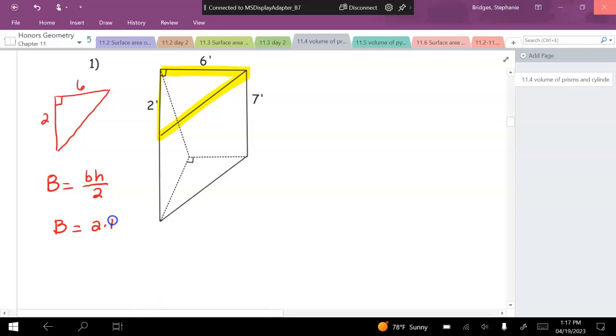6 and 2. So we're going to go 2 times 6, and then we're going to divide that by 2. That gives me the area of my base. What is 6 times 2? And 12 divided by 2 is going to give me 6. Okay. So the area of my base is 6.